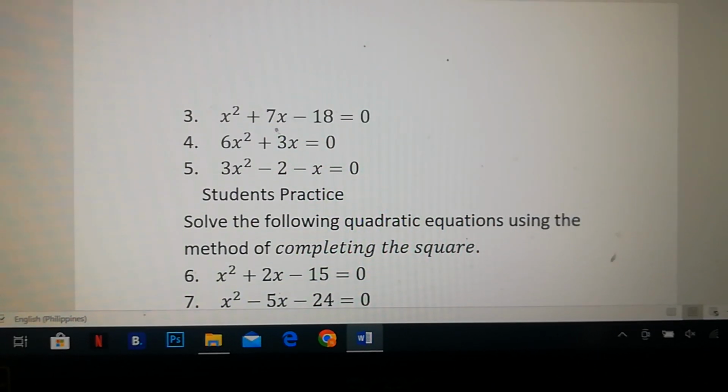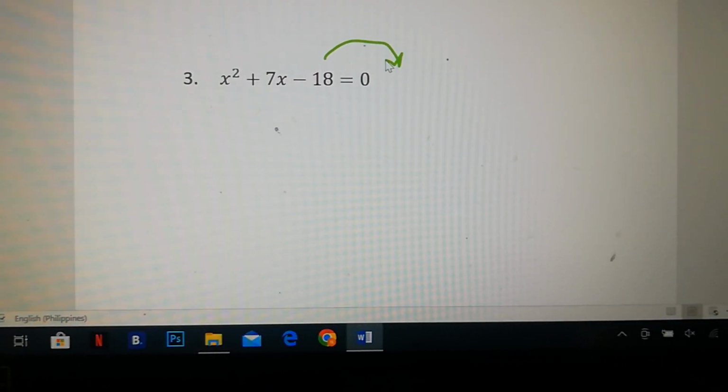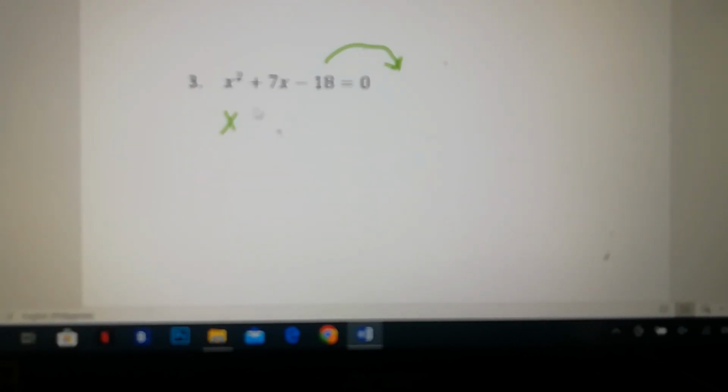Okay, next is the third example. x squared plus 7x minus 18 equal to 0. First, we isolate the constant term to the right side: x squared plus 7x is equal to 18. Then, make the left side a perfect square trinomial. So, what must be added to make it a perfect square trinomial?